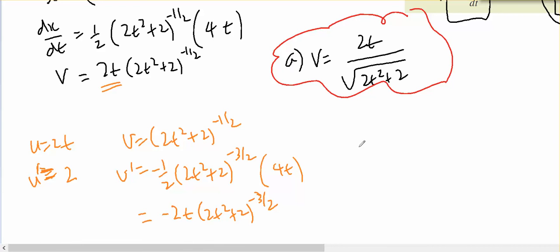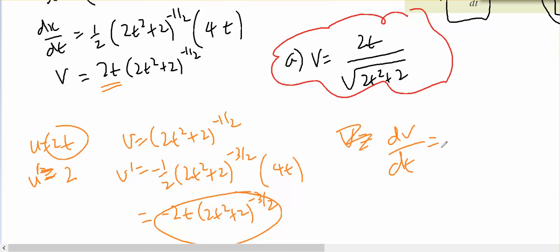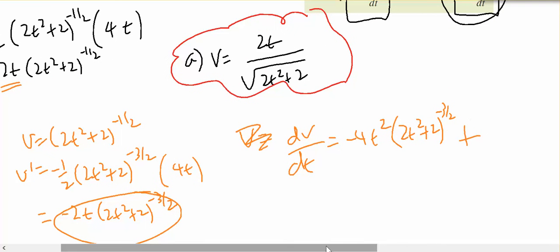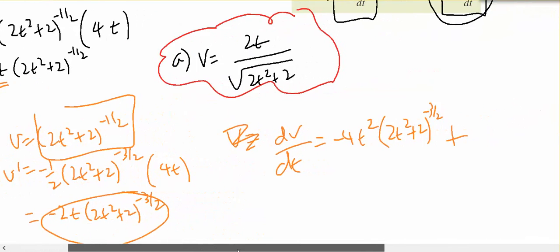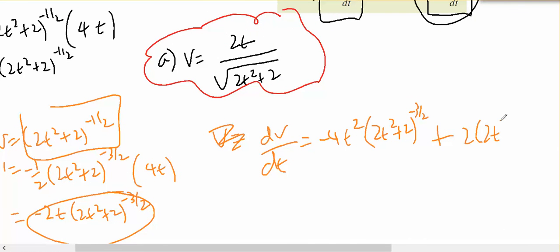So putting that together, dv/dt should equal this times this, so minus 4t squared: negative 2 times 2 is negative 4, t times t, times (2t squared plus 2) to the minus 3 on 2, plus this one times this one, which is (2t squared plus 2) to the negative a half.